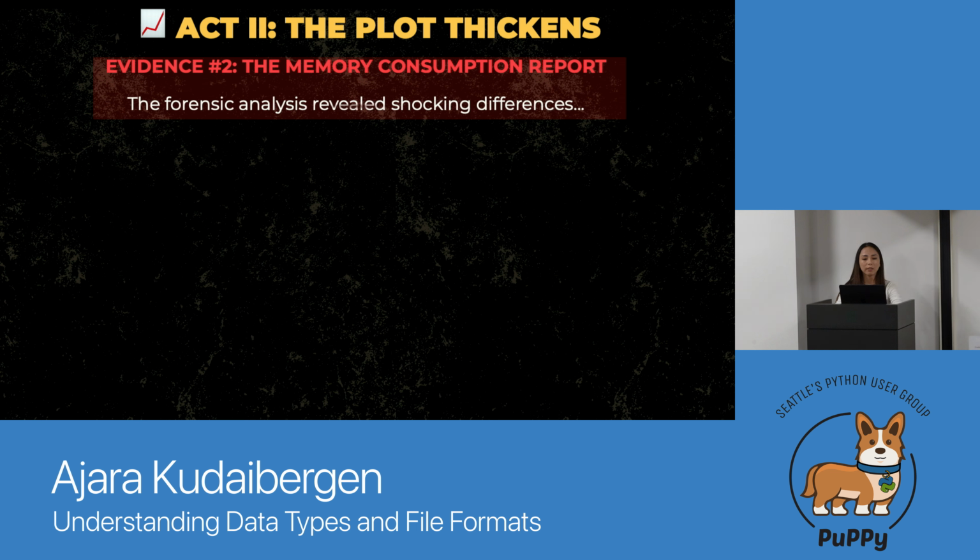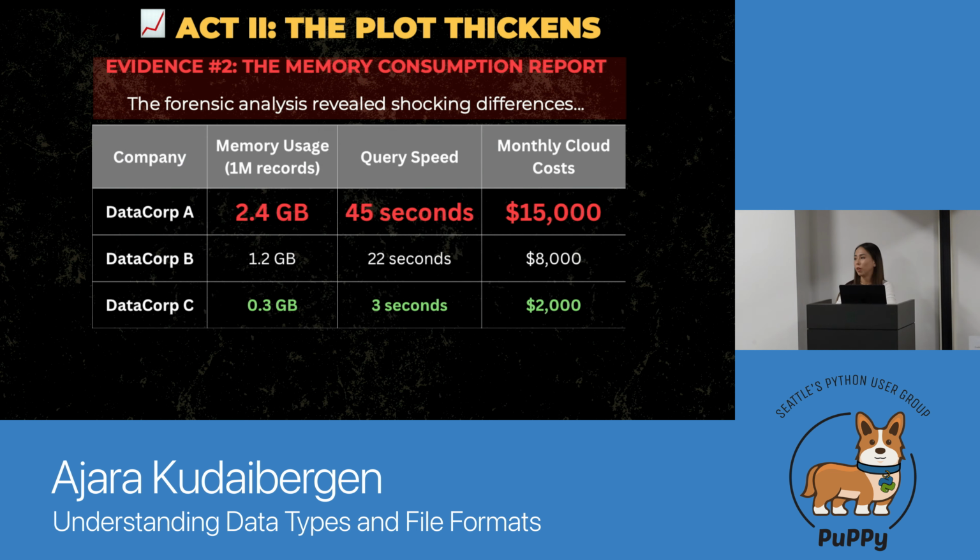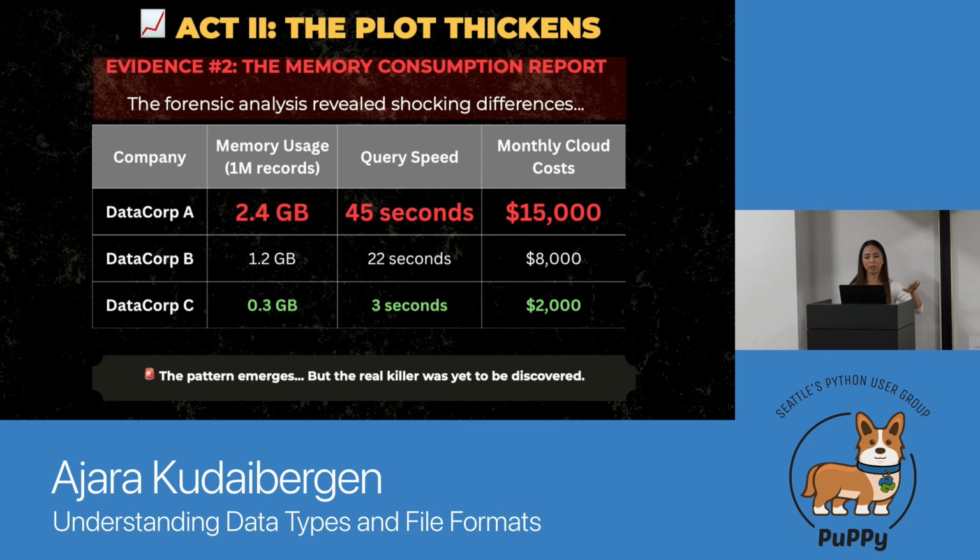And the data detective looks for the report. What the detective finds out is that Data Corp A had 15,000 in monthly costs on their cloud, and Data Corp C had only 2,000. So the pattern emerges, right? But the killer is not yet identified.